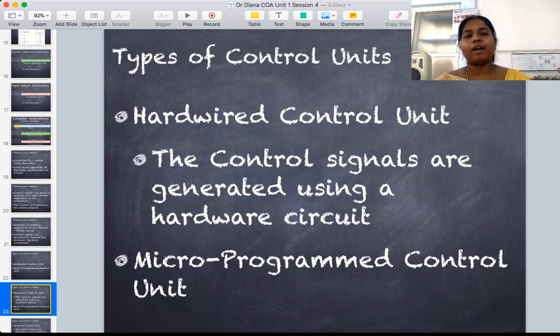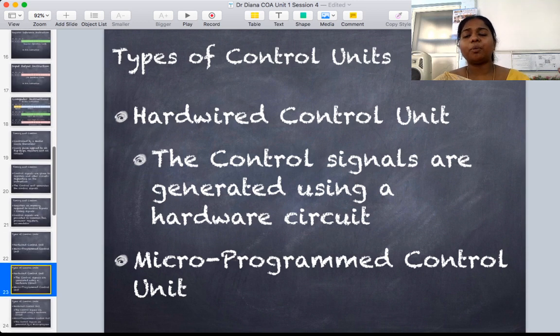The disadvantage of having a hardwired control unit is that after I have decided on the instructions, I design the circuit and the circuit is fabricated. If I want to add any new instruction to the computer, I cannot do so, because I would have to redesign the entire hardware, fabricate it again and then produce that machine. So the choice of instructions becomes very limited in the case of a hardwired control unit.